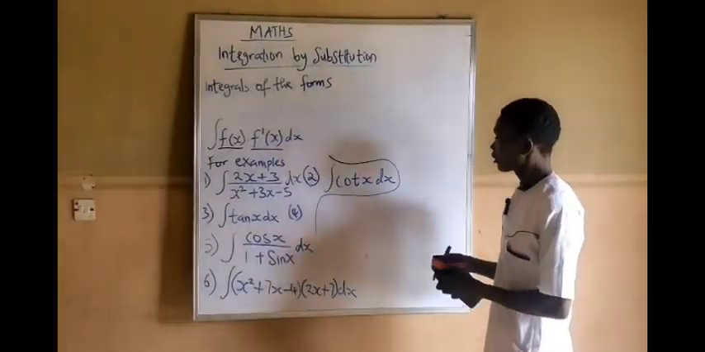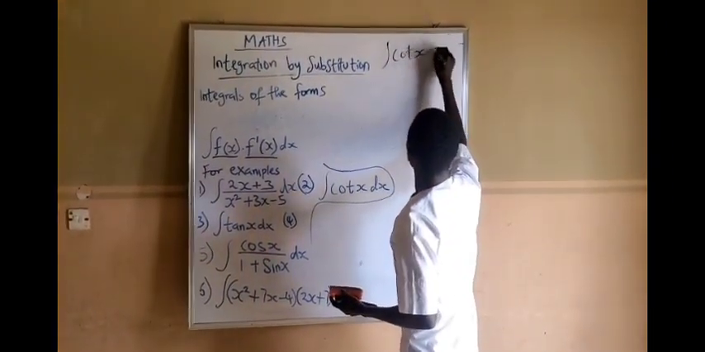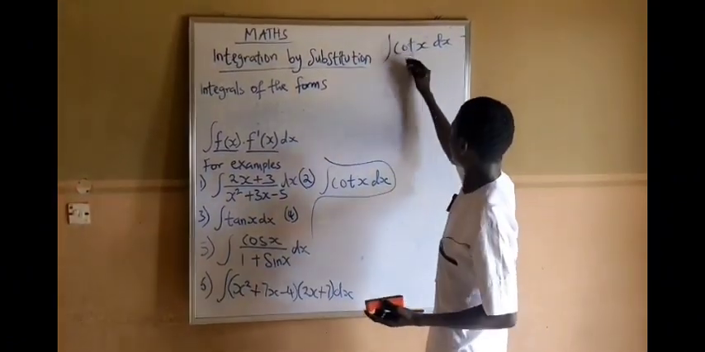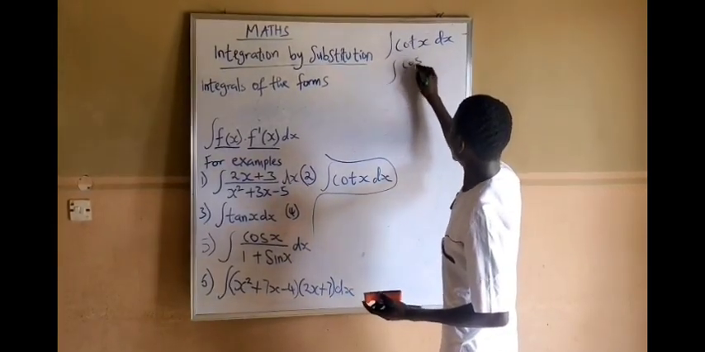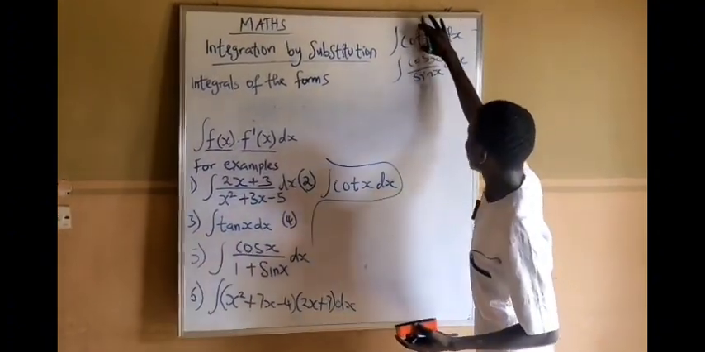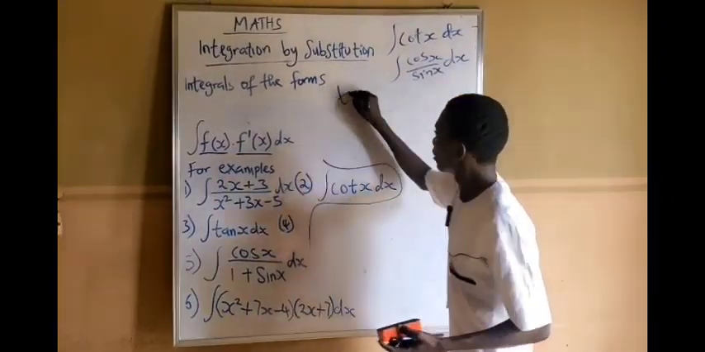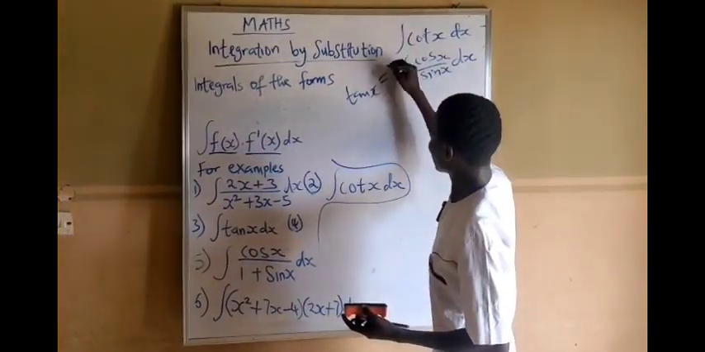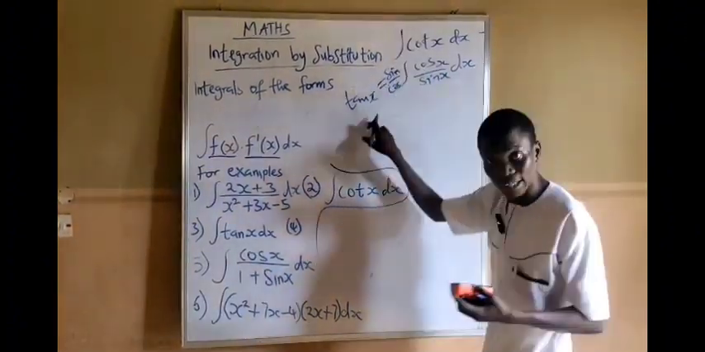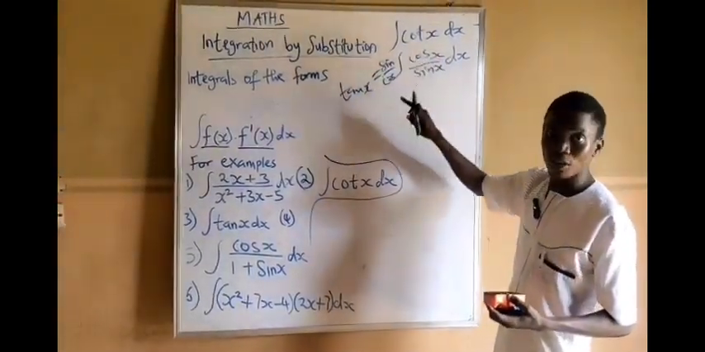Very simple. So let's solve question number 2. You are asked to integrate cot x dx. This is very simple. You know that cot x is the same thing as cos x over sin x. Of course, you know that tan x is the same thing as sin over cos. Cot is the inverse of tan, so it is not sin over cos, but rather cos over sin.